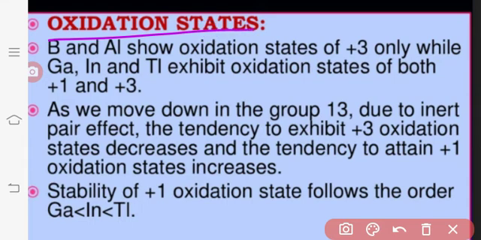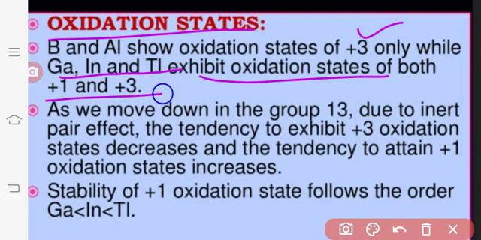Now, oxidation state. Boron and aluminium both show the +3 oxidation state, while the rest, gallium, indium and thallium, show oxidation states of both +1 and +3. The reason is that the +1 oxidation state becomes more and more stable as we move down the group. As we go down, the +1 oxidation state becomes more stable.